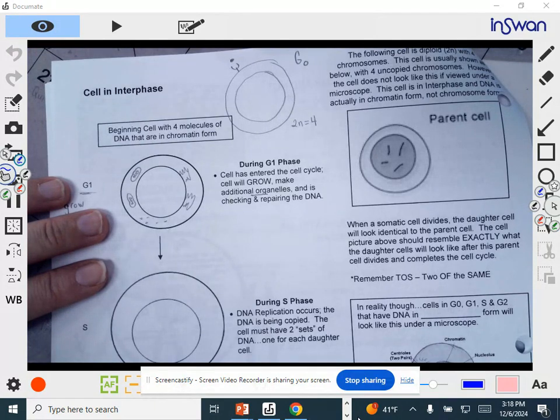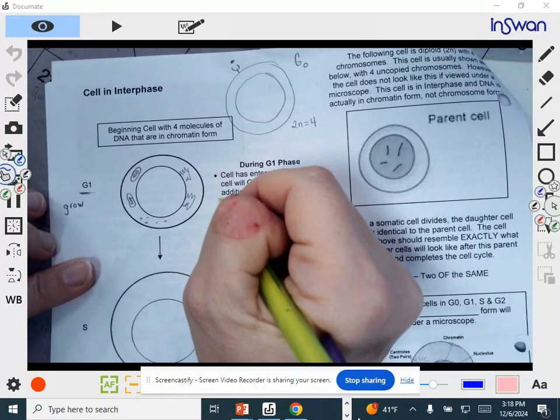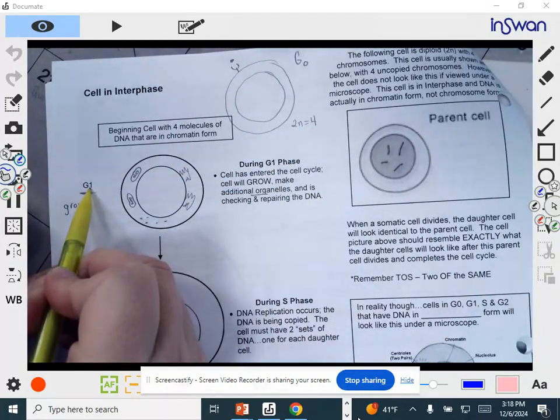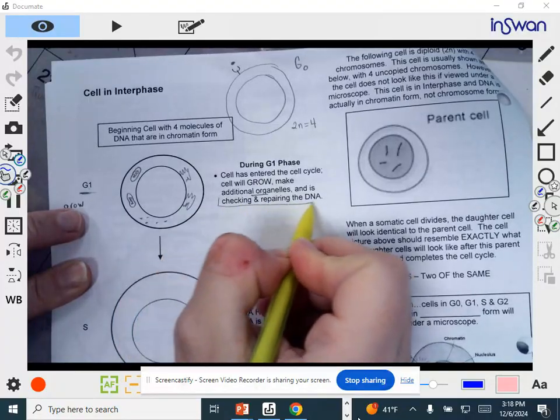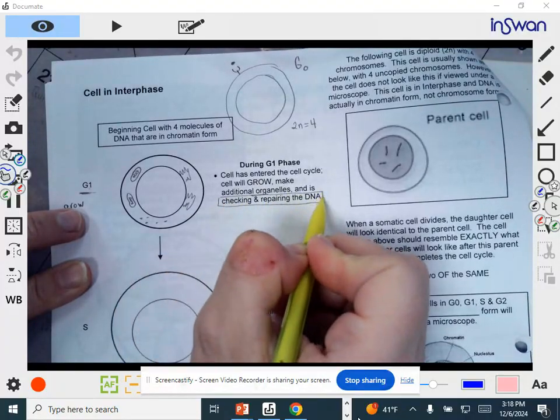Now, something that is really important is the cell is also checking. It's the first time. So see that one? It's the first time the cell is going to check the DNA for mutations and repair it if needed.